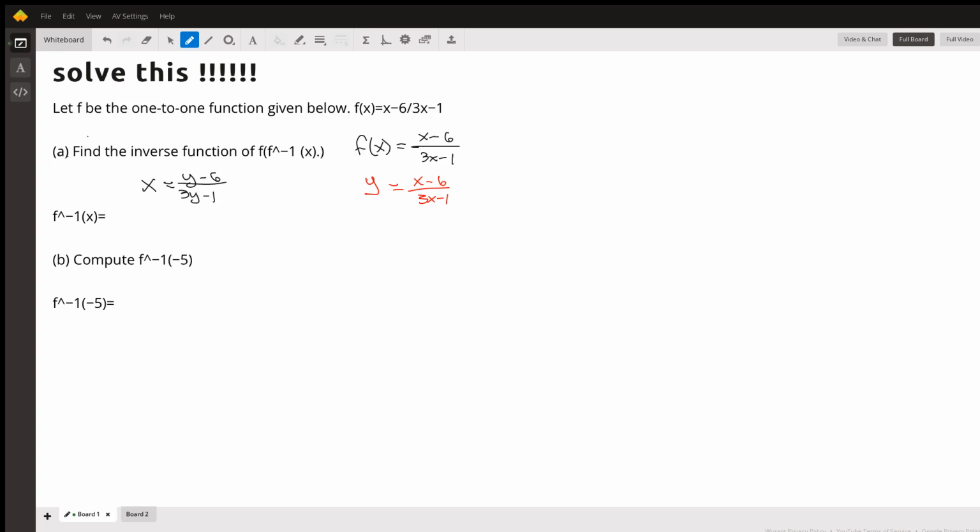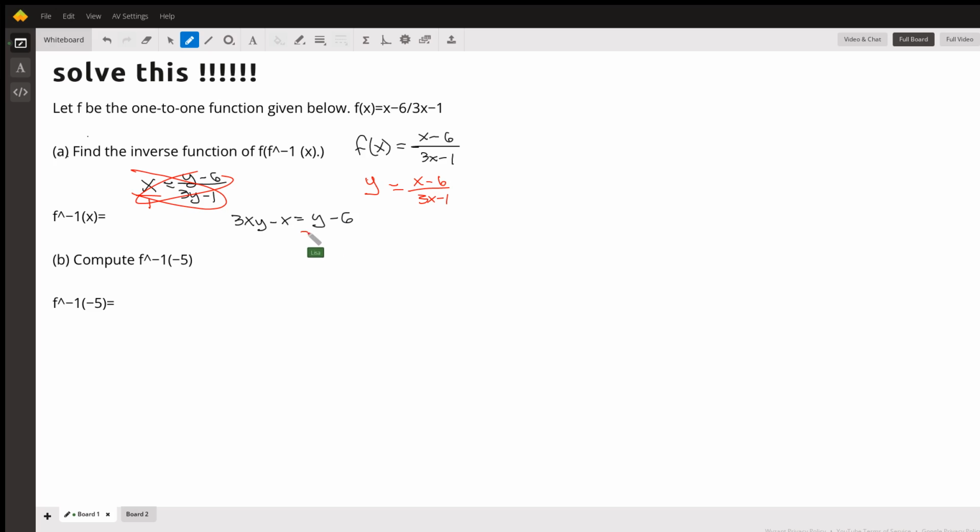So what we want to do is cross multiply, and we're going to solve for y. So we end up getting 3xy minus x equals y minus 6. Now what we want to do is bring the y's over to one side, and bring the x over to the other side.